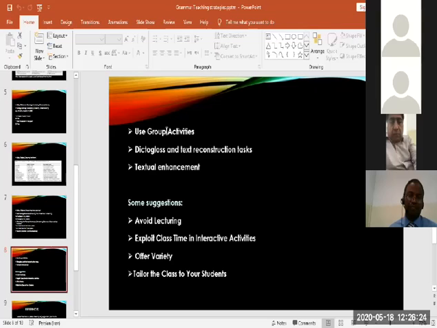Still, we have other strategies like textual enhancement, in which the text is highlighted by bolding, capitalization, color coding, and underlining. So in this way, we have our students noticing the structure unconsciously.